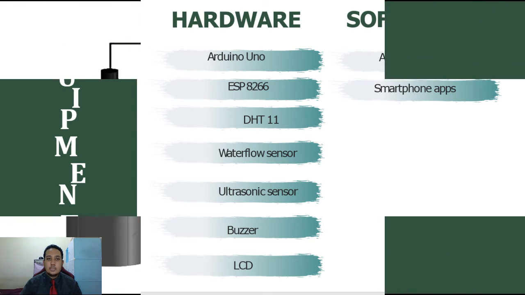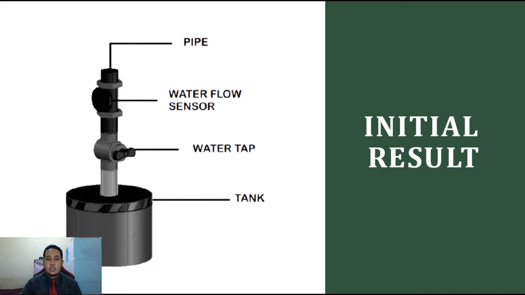As we can see here, this is the initial result of this project. This project is designed using AutoCAD software. There are four important components in this model, which are the pipe, water flow sensor, water tap, and tank. The water tap is to control the speed of the water. Meanwhile, the tank is to store and measure the water level. And lastly, the water flow sensor is to measure the speed of the water.